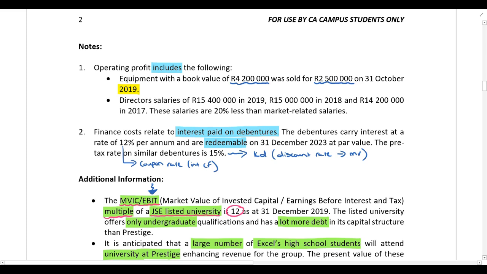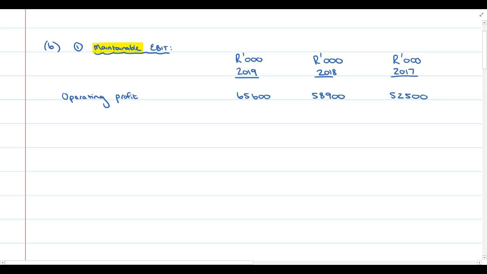So what do we need to do? Let's just calculate what this loss is, and we can then exclude it from the operating profit in 2019. All right, and because we are dealing with a loss, obviously the loss would have been deducted when calculating the operating profit, so we now need to add that loss back in order to eliminate it.